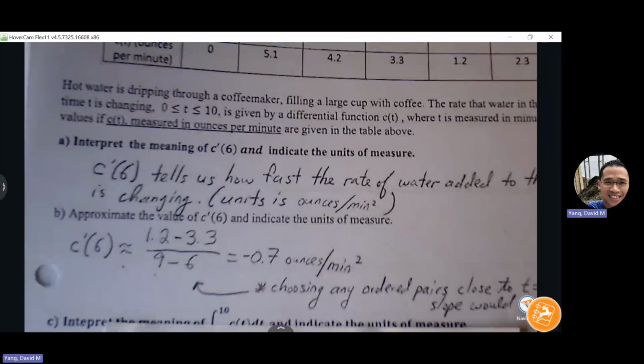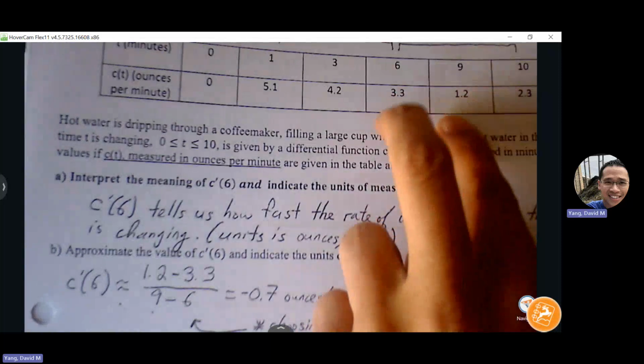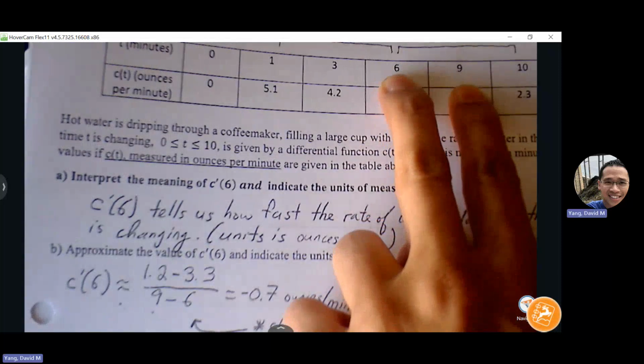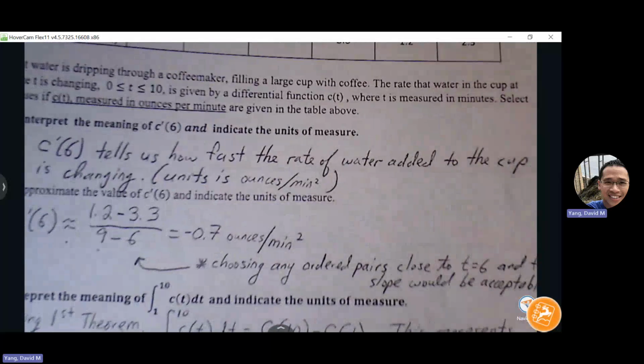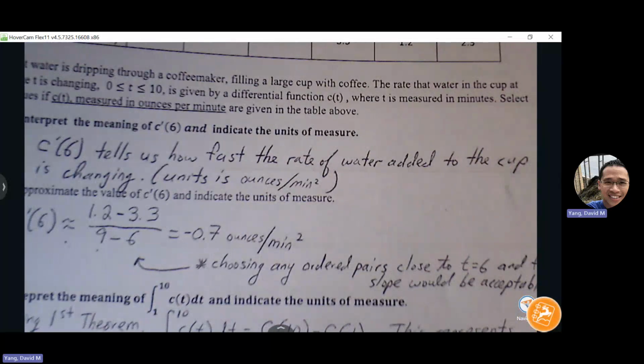So if I do the change in (1.2 minus 3.3) over (9 minus 6), then I get negative 0.7 ounces per minute squared. So then going back to what this means, we can say that at 6 minutes, the rate of water being added to the cup is decreasing at 0.7 ounces per minute squared at the 6th minute.